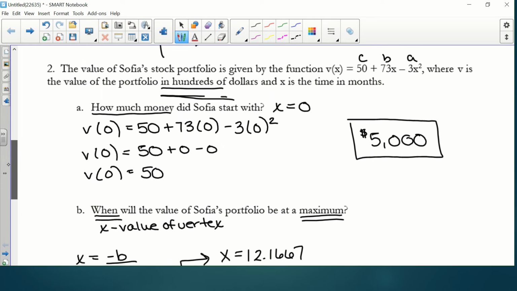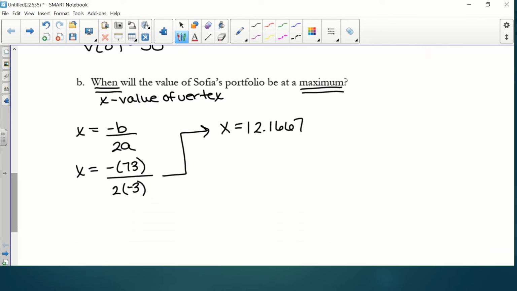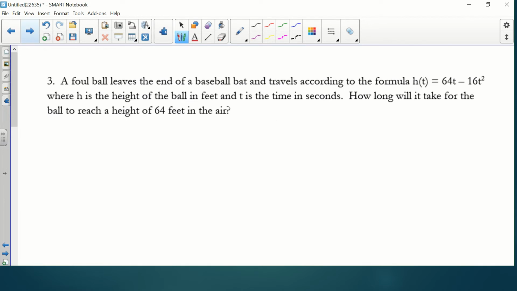So when will the value of Sophia's portfolio be at a maximum? Well, x representing time in months, it looks like sometime during the 12th month is really when she's going to reach that maximum value. So our final answer is going to be during the 12th month. And it looks like it's going to be towards the beginning of that 12th month. Okay, hopefully we're doing okay so far. Let's try one more question.